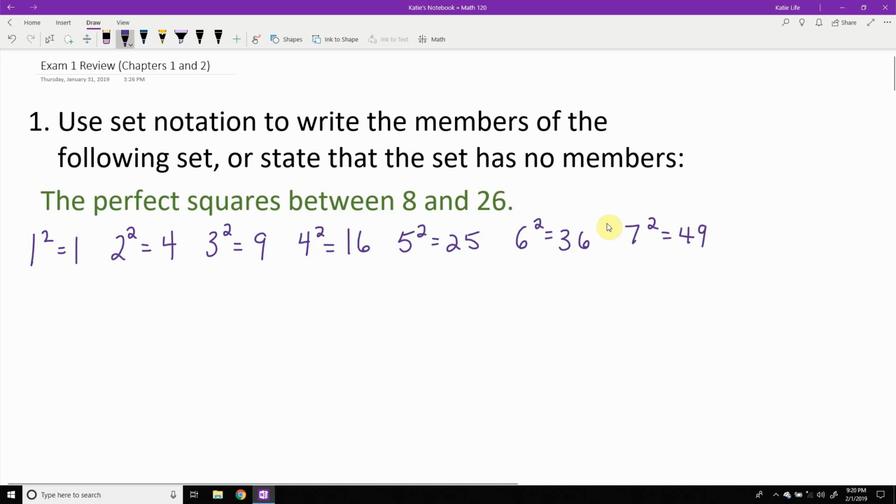So if I'm looking for the set of values between 8 and 26 that are all perfect squares, first of all I'm going to start with my proper set notation, that is to open with a brace, and then to list the members separating them by commas. So strictly between 8 and 26, that would be 9, 16, and 25. There are 3 members of this set. I'm going to close the set with the other brace.